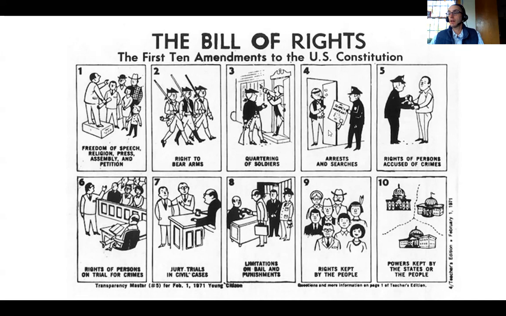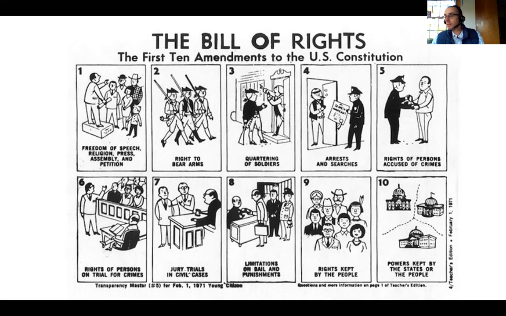Fourth Amendment, unlawful arrests and searches. The police just can't knock on your door and ask to search your house. Or when you're pulled over for speeding, they can't ask you to open your trunk and look for drugs or something, unless they have reason to believe, they see drugs on your back seat or something, right? So we are protected by the Fourth Amendment against unlawful searches and seizures.